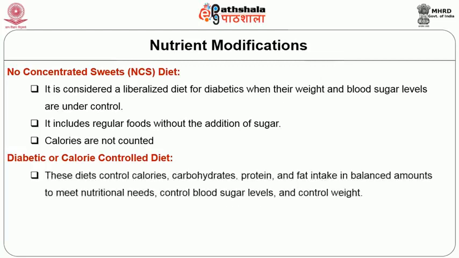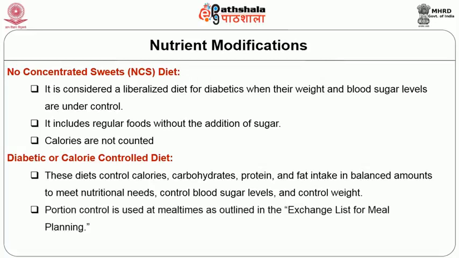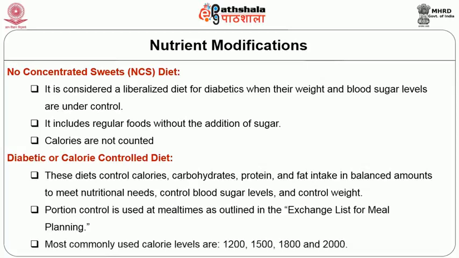These diets control calories, carbohydrates, proteins and fat intake in balanced amounts to meet the nutritional needs, control blood glucose levels, and at the same time maintain weight. Portion control is used at meal times as outlined in the exchange list for meal planning. Most commonly, we usually plan for calories as 1200, 1500, 1800 and 2000 calories based on the requirements for calories and the other assessments.